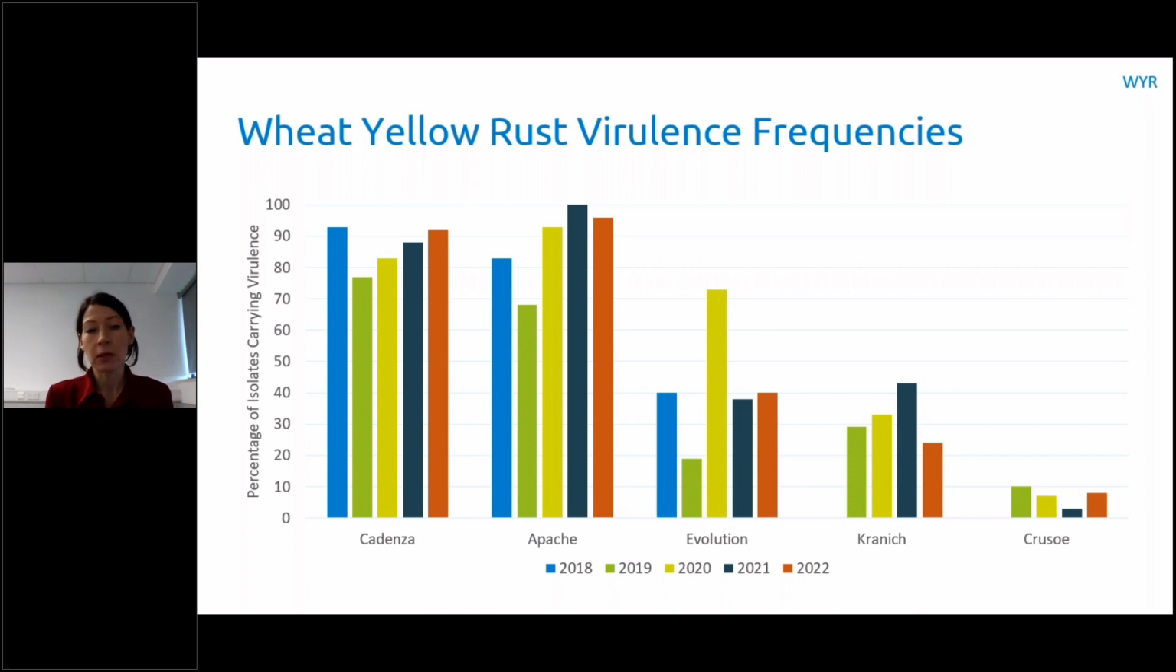Virulence for Evolution in the middle, that one did peak in 2020 where it was seen in over 70% of isolates, but in 2021 and 2022 it's remained at around the 40% mark. And then virulence for Chronic, so that one wasn't seen in 2018, so it's missing that bright blue bar. We did see it in around 40% of isolates in 2021, and then it's dropped back down to around 20% for 2022. Virulence for Crusoe at the end there, that one again wasn't seen in 2018, so no bright blue bar, but it was seen in around 8% of isolates in 2022.